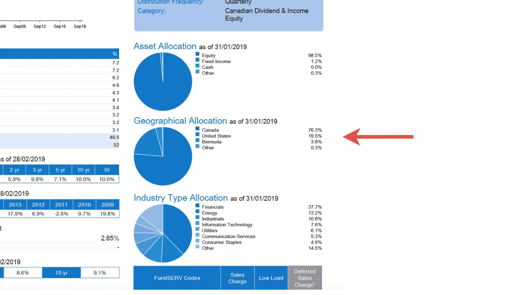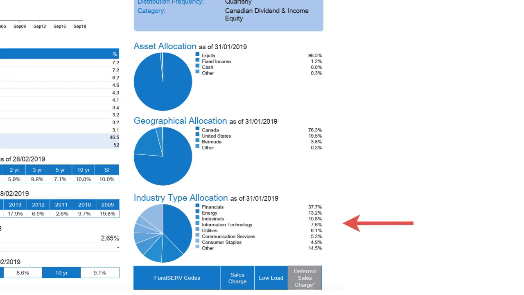Geographical allocation lets us know where in the world this fund invests. In this case, it's primarily Canada. There's also exposure to the United States, Bermuda, and other would represent all of the other countries where the percentages are just so small that they all get combined into that one category.